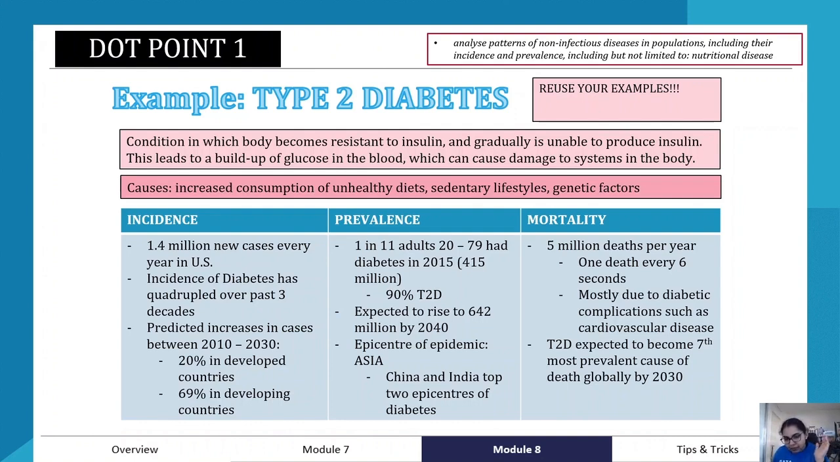There is an epicenter of this epidemic, and that's in Asia. China and India are the top 2 epicenters of diabetes, and that is attributed to the diet, a high carb diet most of the time. Now, mortality: 5 million deaths per year, 1 death every 6 seconds.